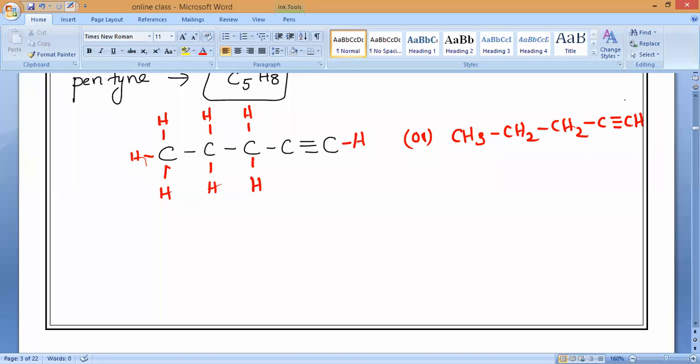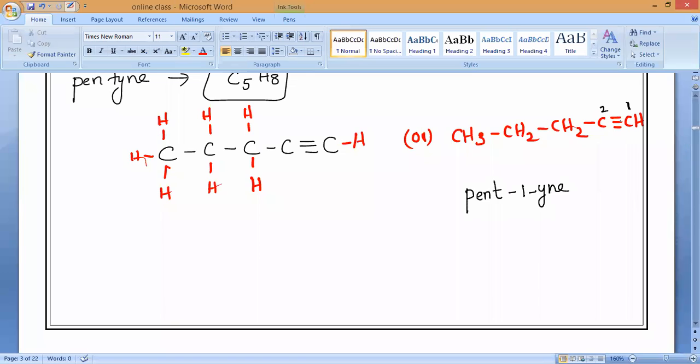Now, lowest possible numbers 1 and 2. The triple bond is there after the first carbon. So the name of this one: pent-1-yne. That is what it is.